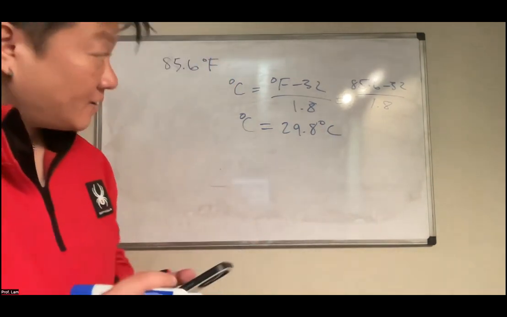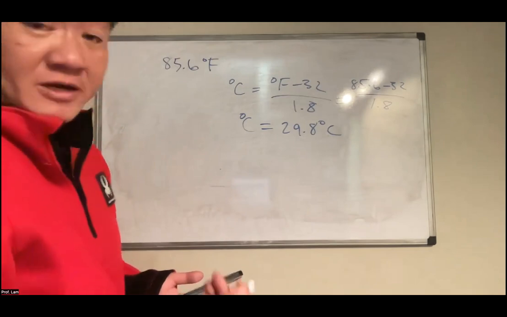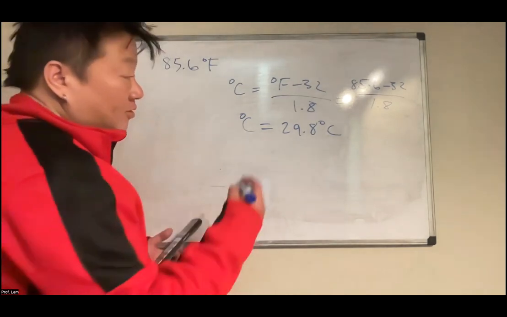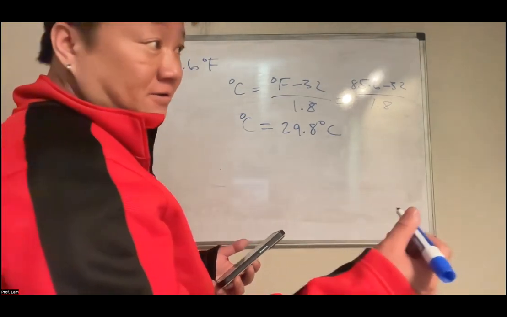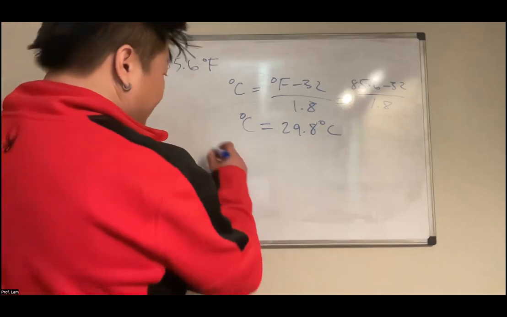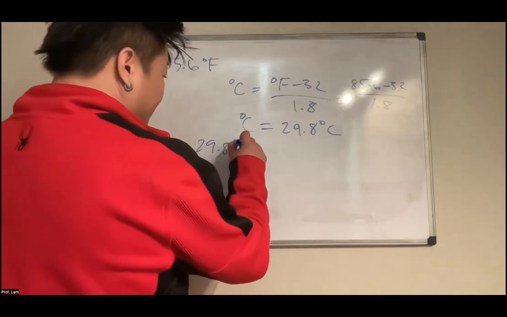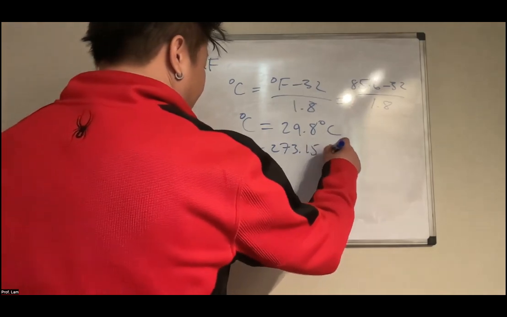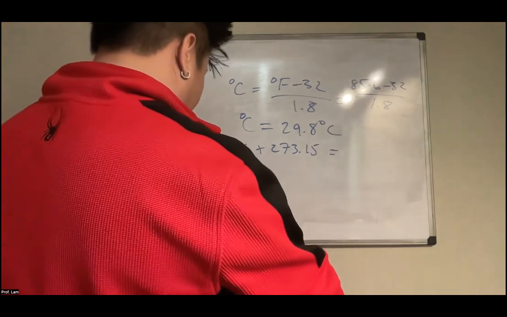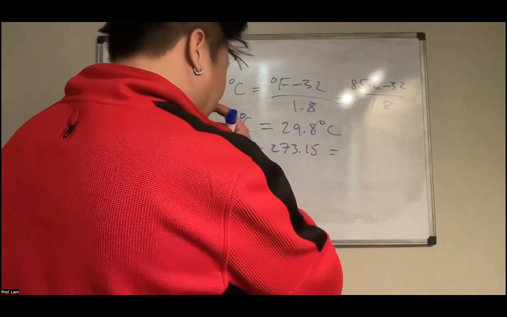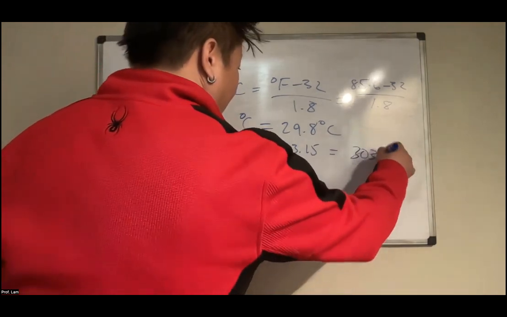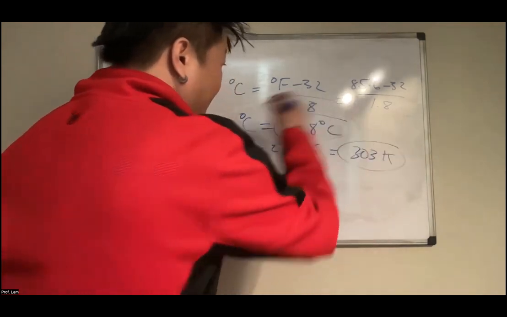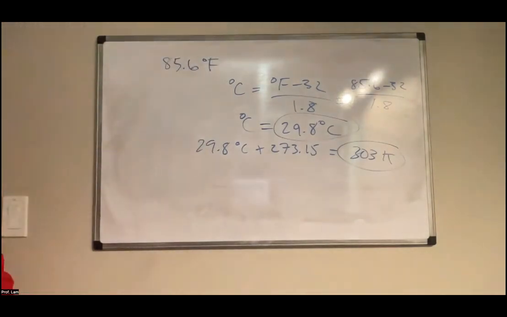Okay. And then it asks us to convert to Kelvin. So how do we go from Celsius to Kelvin? Well, we add 273.15, right? So 29.8 plus 273.15 gives us 303 Kelvin. Okay, so that'll be our two answers there. Okay, so pretty straightforward, right?